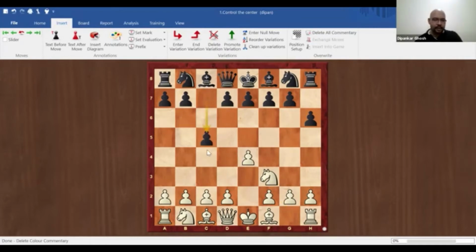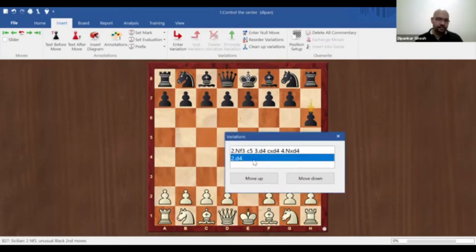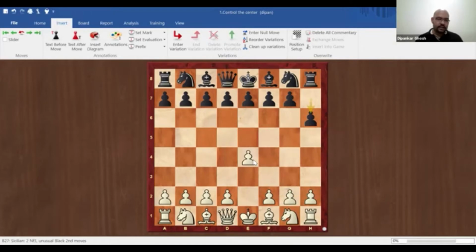So black puts a pawn. Now black himself is controlling this square. And now if you play d4, he can capture. Yes, you get your pawn back, but did white get to put 2 pawns in the center? No. The reason he did not is because he waited. You waited a move. You played the knight f3 before playing d4. So whenever you get a chance to put 2 pawns in the middle, do so immediately.